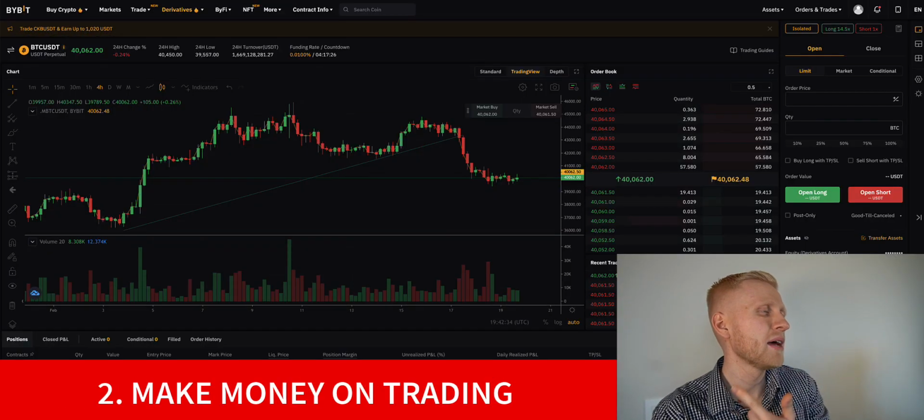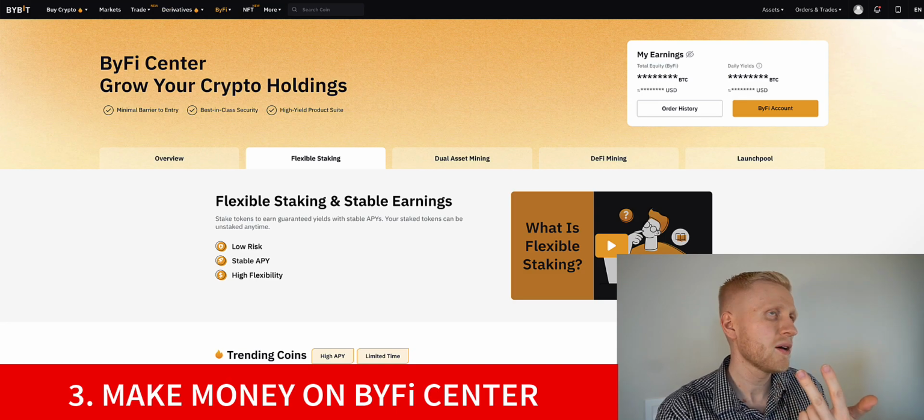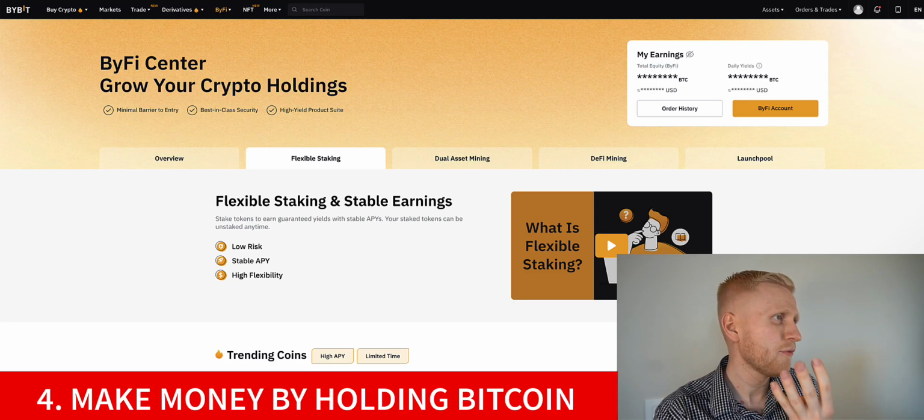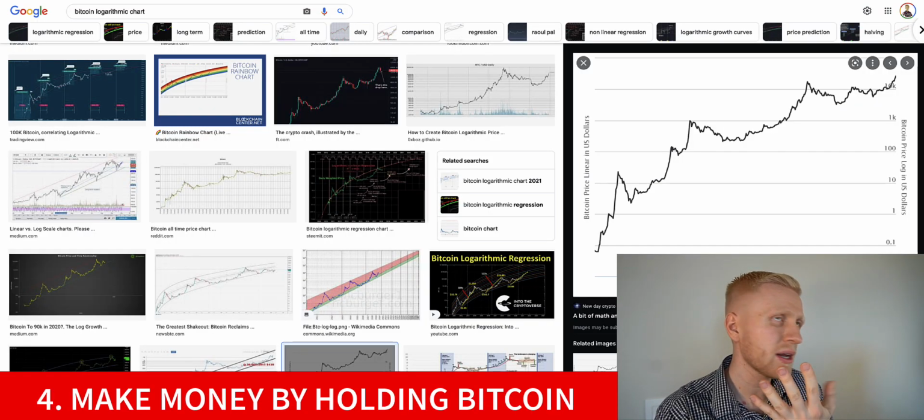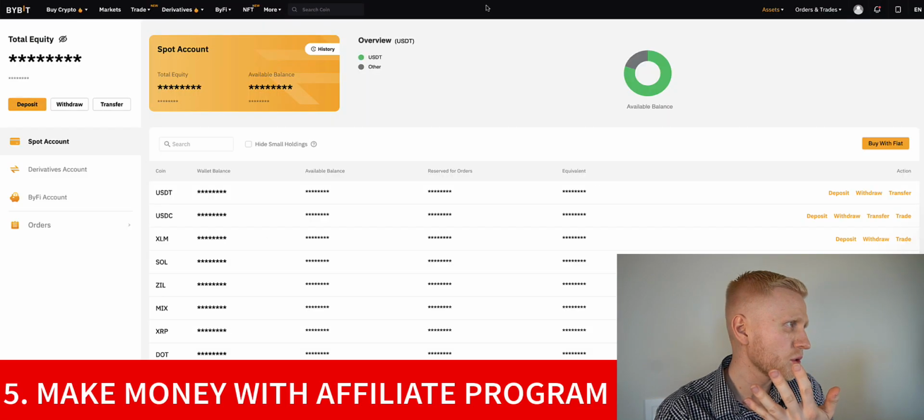The second way, make money through trading. Third way, earn money through Bybit Center. Fourth way, simply by holding Bitcoin. And the fifth way, let me show you right here.